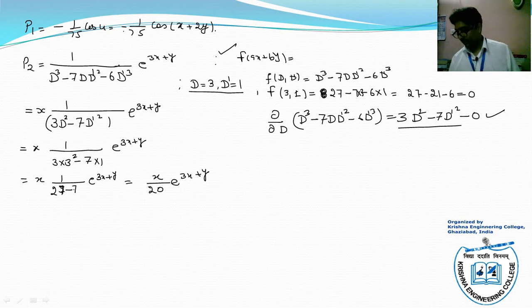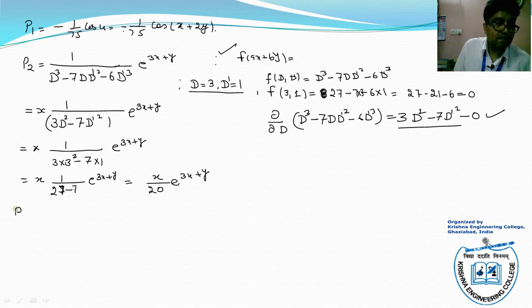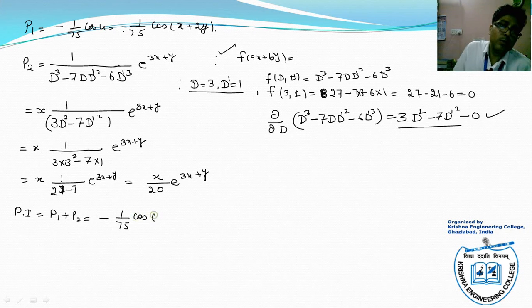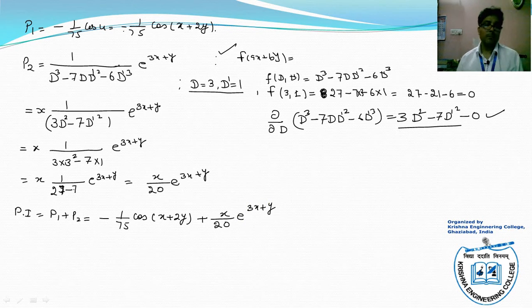So the complete PI is equal to P1 plus P2. P1 is minus 1 upon 75 cos of x plus 2y, and P2 is x upon 20 e to the power 3x plus y. This is the PI.